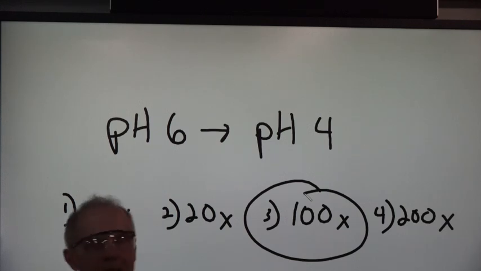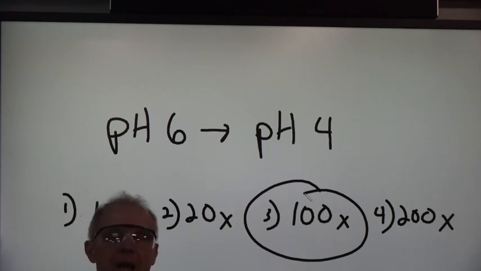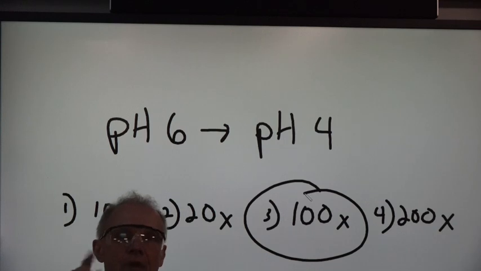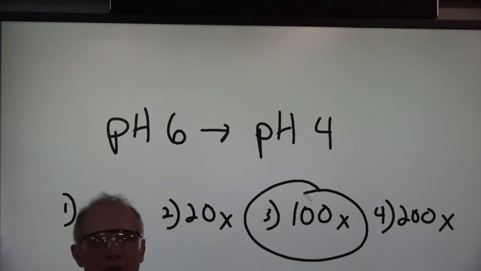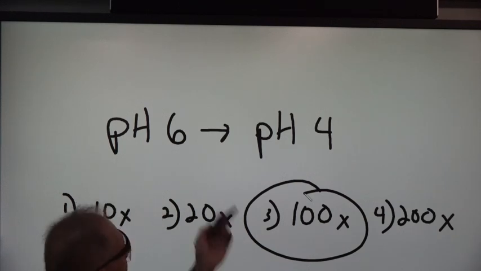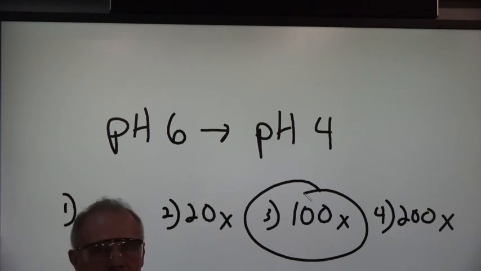If you were going back up, every time you went up 1, that would be 1/10 the amount of H pluses. So if you went up 2, it would be 1/10 times 1/10. There would be 1/100th the H pluses. So that's how the pH scale works. All right, those were your bonus questions.